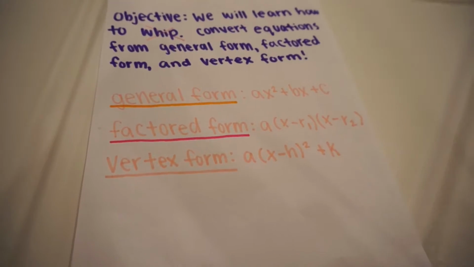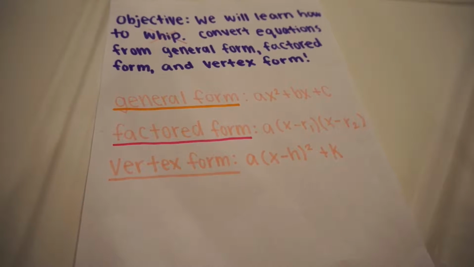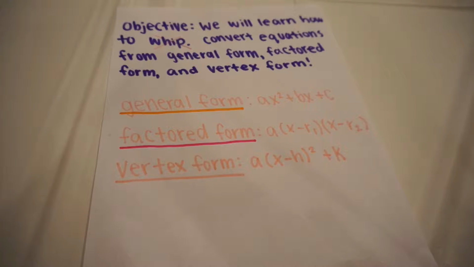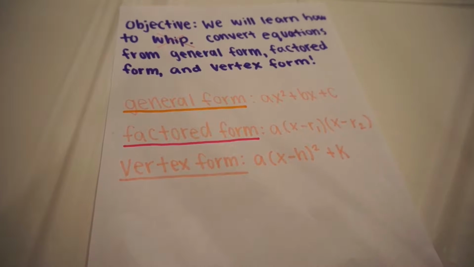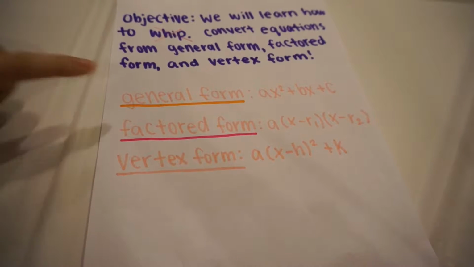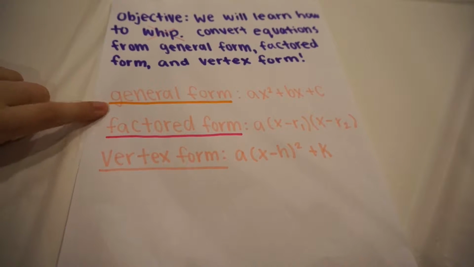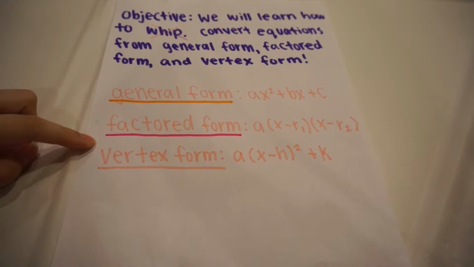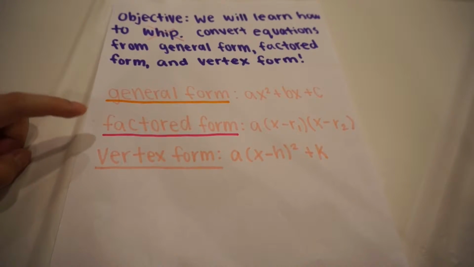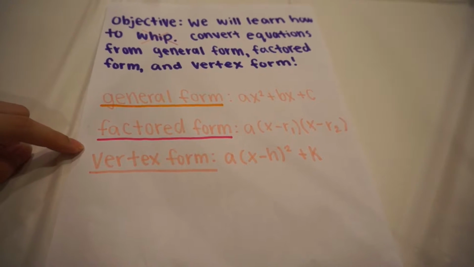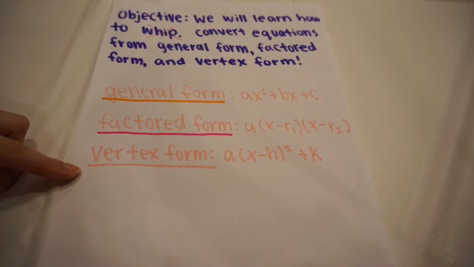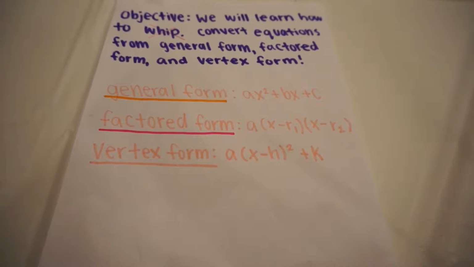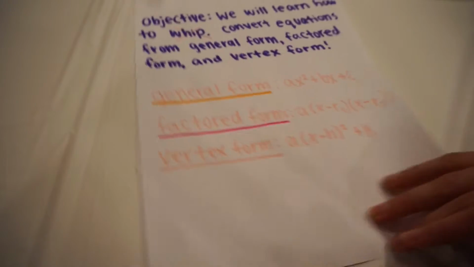In this video, our objective will be to learn how to convert equations between general form, factored form, and vertex form. Our general form is ax squared plus bx plus c, and the factored form is a times x minus r1 times x minus r2. And then vertex form is a times x minus h squared plus k.